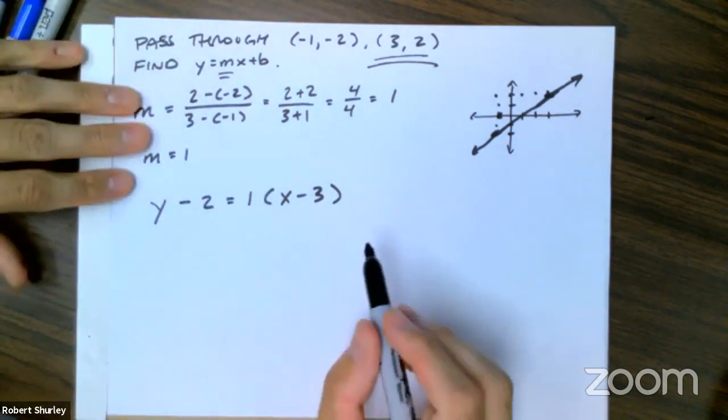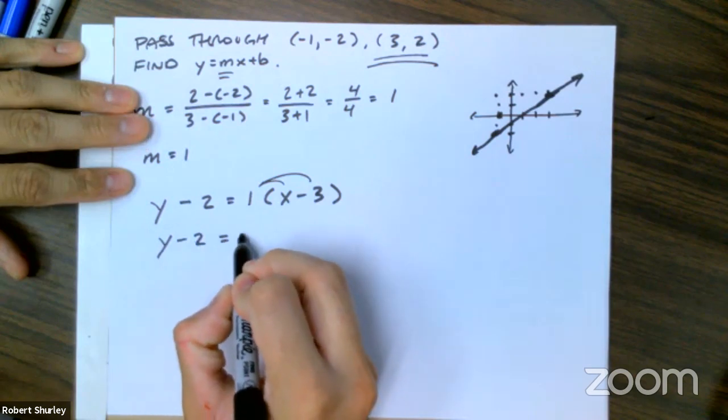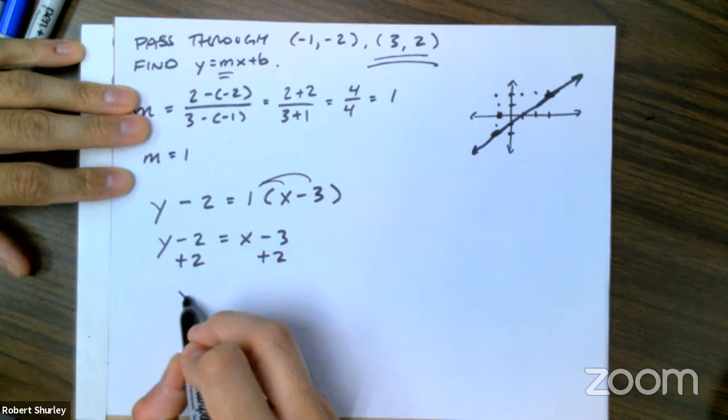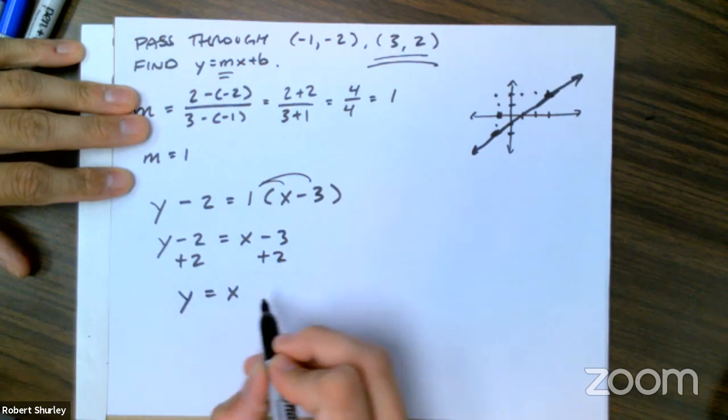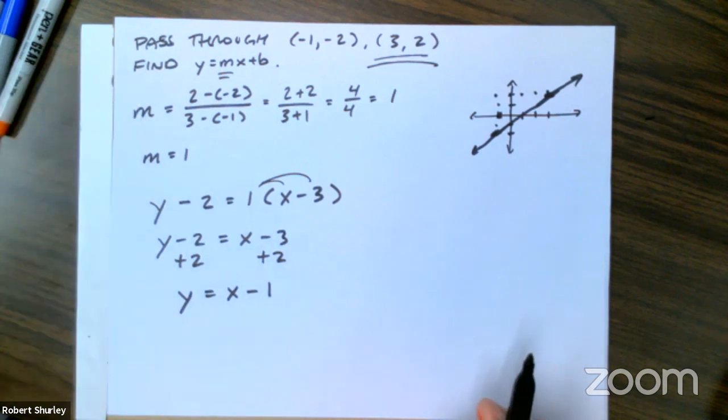Okay, so distribute the 1. Doesn't matter because it's just 1. Winds up being x minus 3. We add 2, and we get y equals x minus 1. Okay, y equals x minus 1.